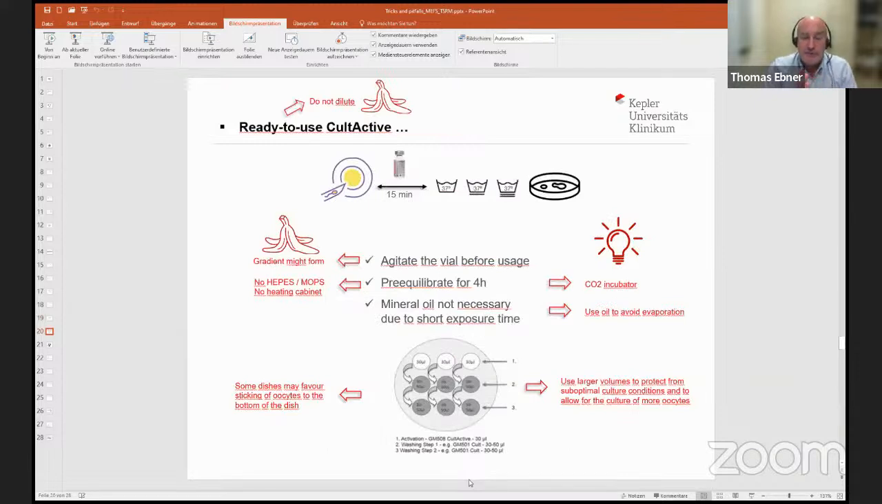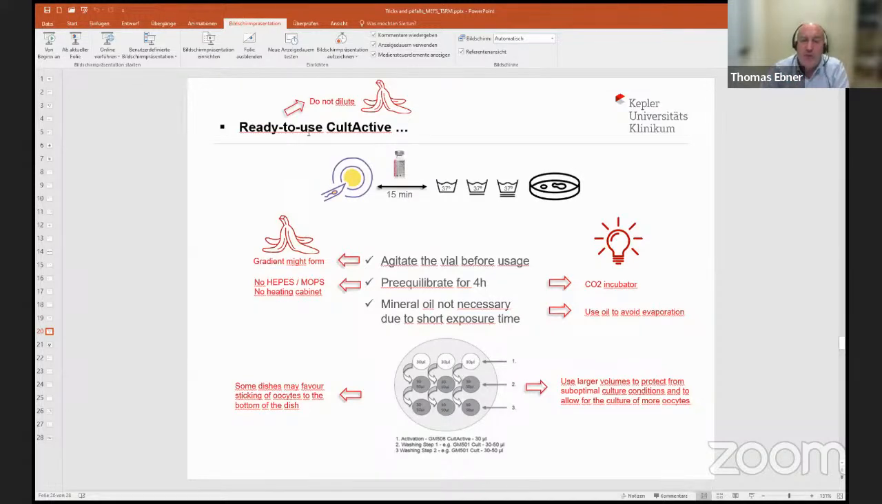So the ready-to-use product here on top, the word ready-to-use literally says, please do not dilute it. I had one customer that did not complain, but asked for help. And since I'm a consultant, I asked how he did it. And he, or she, was actually diluting the ready-to-use compound 100 times with their own culture media. And logically, there is no effect at all after dilution.